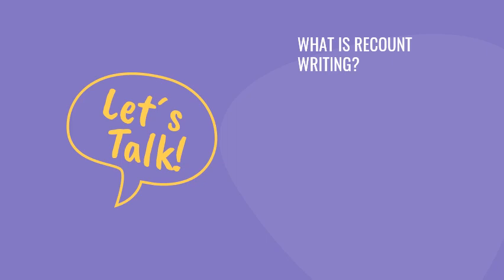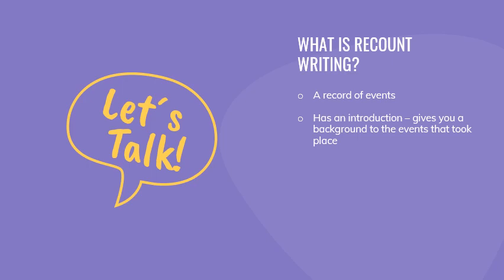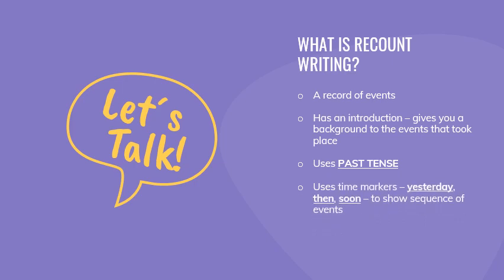Okay, to begin, recount writing is a record of events. Basically, it tells you the events that have taken place to you or to someone else. Okay? It has an introduction and gives you a background for the events that took place. Remember, recount writing is something that has happened before, so it uses past tense. And it uses time markers such as yesterday, last week, an hour ago, then soon. This is to show the sequence of events that have happened. All right? Okay, let's move on.